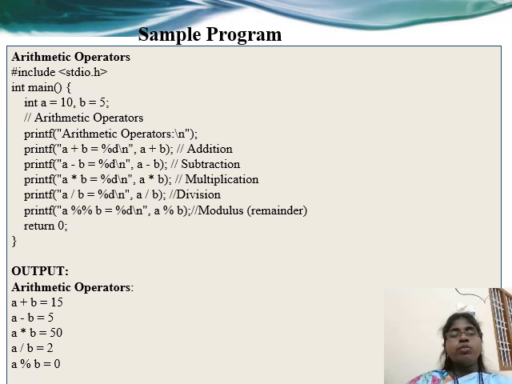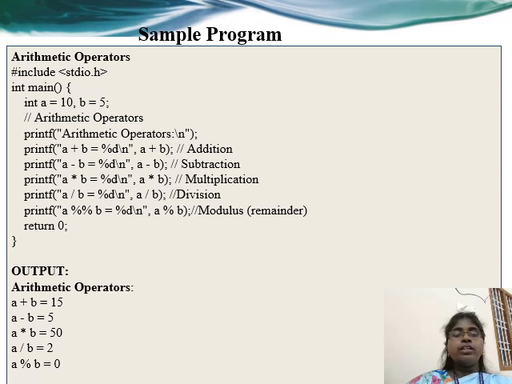First, we write the program. Starting with #include <stdio.h>, the header file of the program. stdio.h is the standard input output file. Then we go to the main function. int main is the starting point of the program. Then declare the integers int a = 10 and b = 5. Then we go to the arithmetic operators.